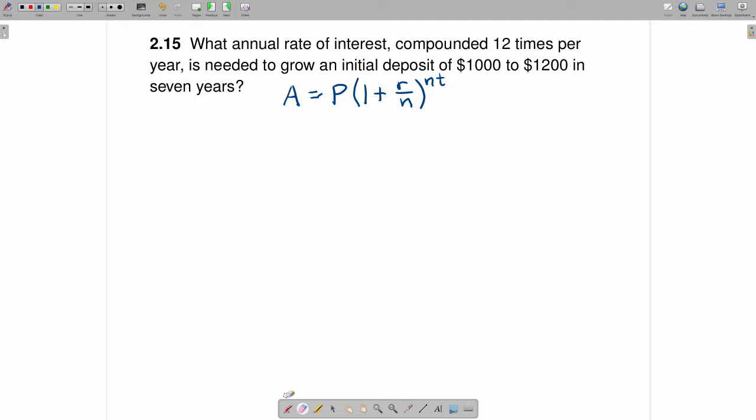Now that particular equation has a bunch of different variables in it, and the first one is P, and P is known as the principal, and in this particular case the principal is $1,000. That's what's given right here. That's what you're starting with. Now the value A over here is the final value, and in our particular setting the final value is $1,200.